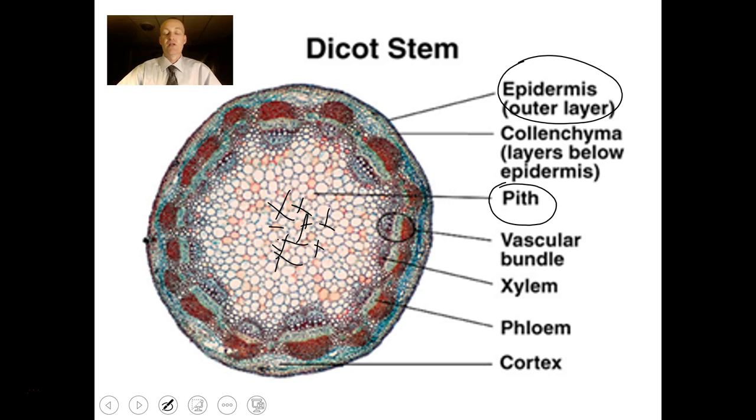So this is the vascular bundle. You have vascular cambium here. You have xylem over on this side, phloem over on this side. And then you have a cortex in between the epidermis and the vascular bundle.